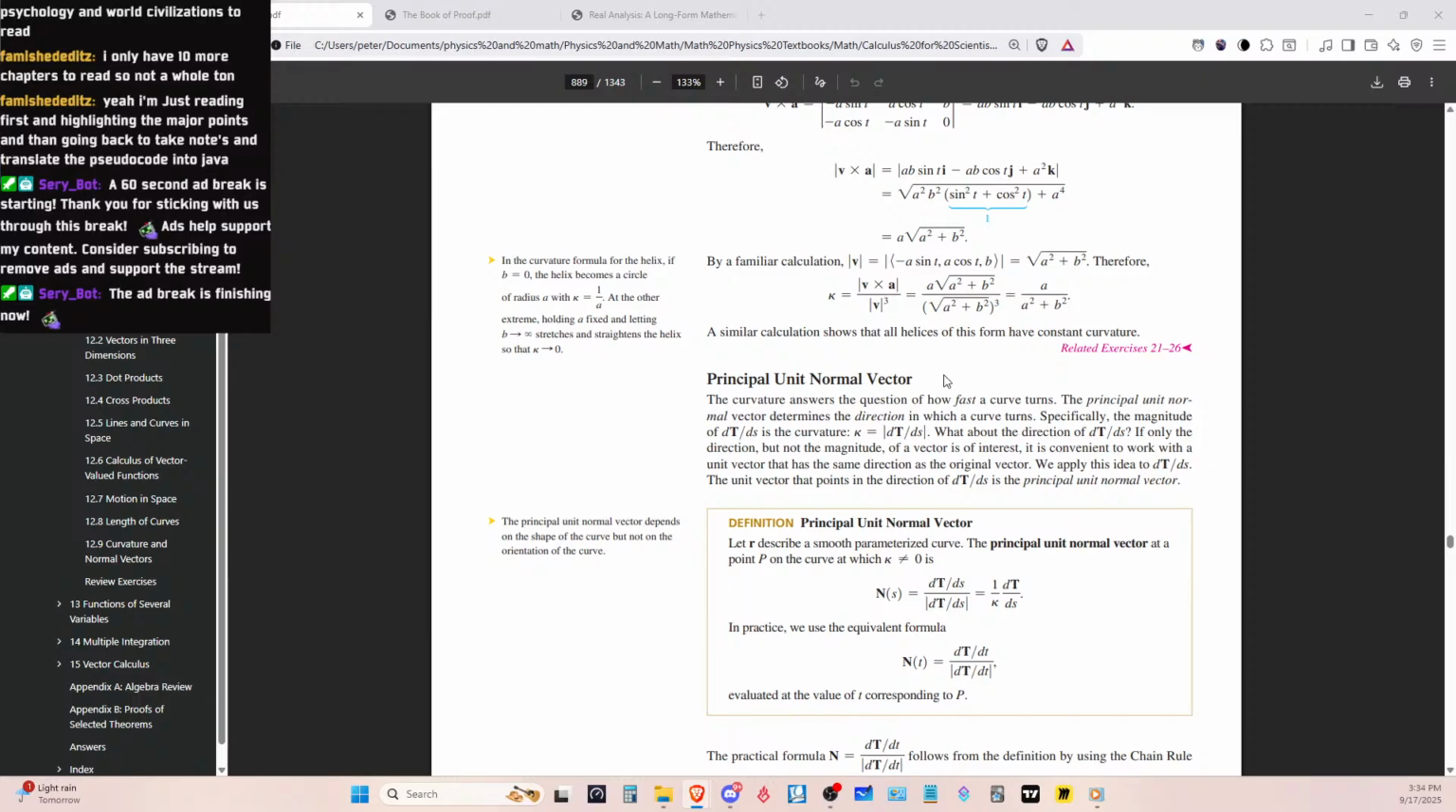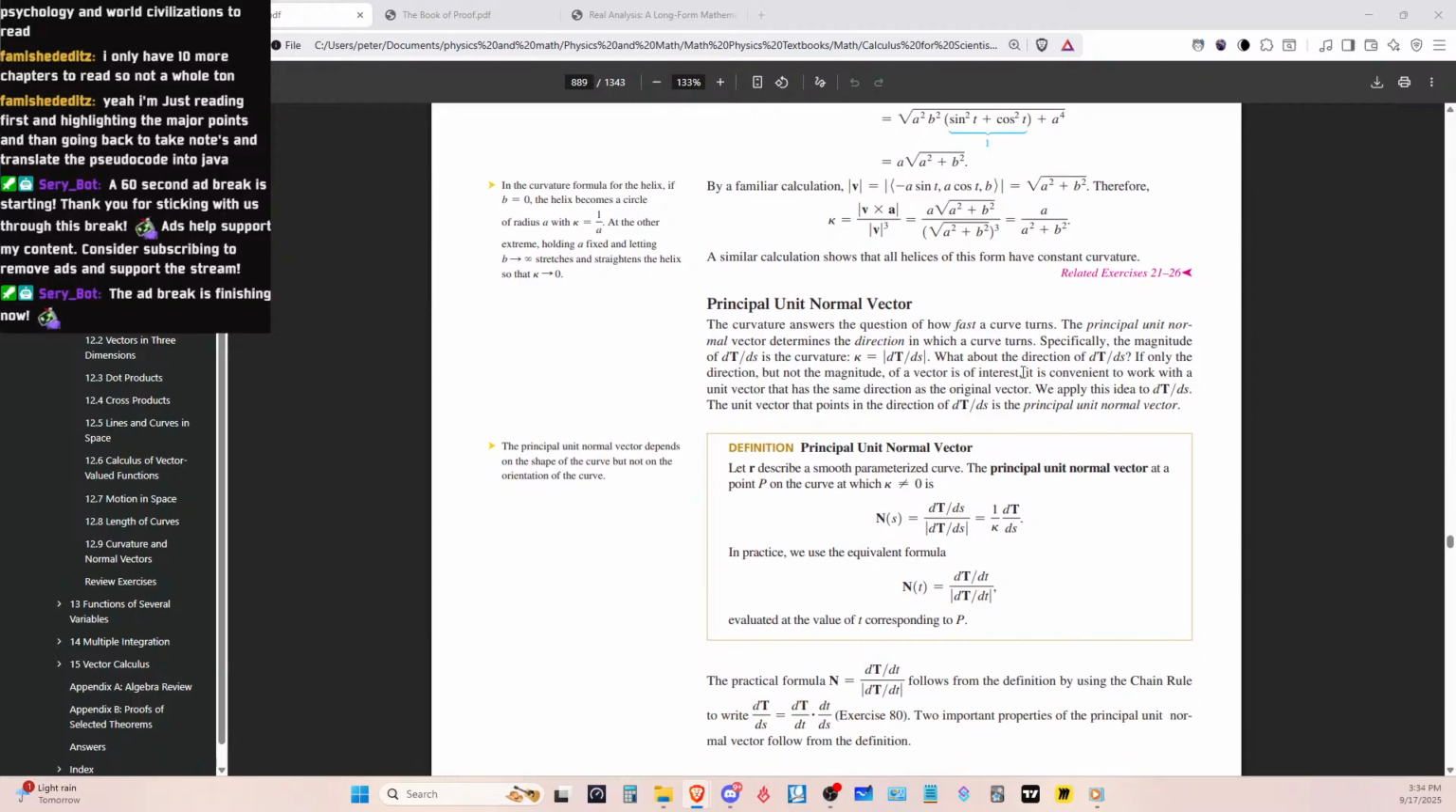Alright, principal unit normal vectors. We're familiar with unit vectors, right guys? I think we are. If anyone needs me to explain, I'll try the best I can. If you want me to try to explain to you guys in chat, just let me know.